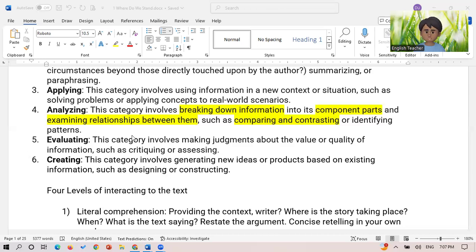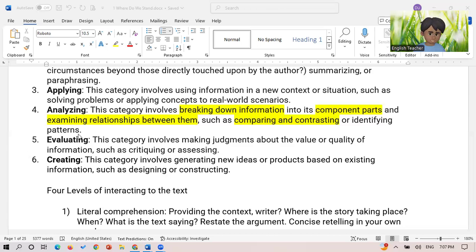Once again, in analysis, you break down the information, and then you see component parts of a larger essay or poem or any text, and then you see the relationship among these parts of an essay, and then you compare one part of the essay with another part, and you see if there are similar patterns or differences in the essay, and you try to see how each part of the essay relates with another part.